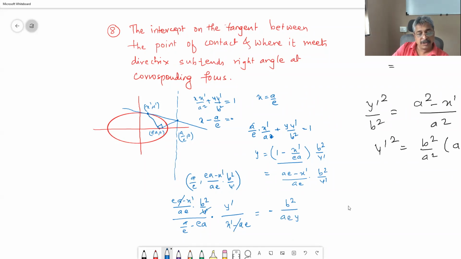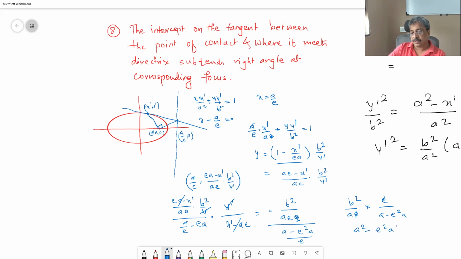Y dash is also getting cancelled. So b square upon ae in the numerator and a upon e minus ea in the denominator. So this is b square upon ae into e upon a minus e square a. E gets cancelled. So this is a square minus e square a square, which is b square. B square and b square getting cancelled is equal to 1. Therefore, we get minus 1.